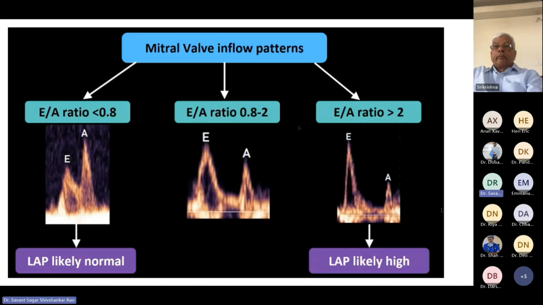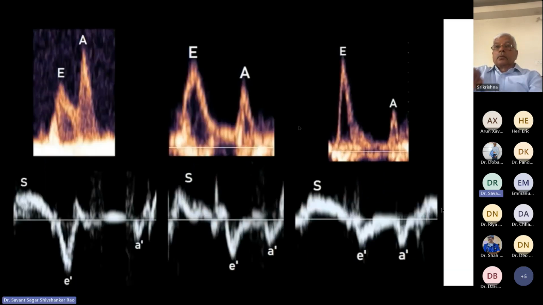So in summary, in the mitral inflow pattern, we get E and A. A ratio less than 0.8 is normal, while an E by A ratio of more than 2 is suggestive of elevated LA pressure. This is the pattern showing both the pulse wave as well as the tissue Doppler imaging. As we see, as the diastolic dysfunction progresses, the E wave goes on increasing in the pulse wave, while in the tissue Doppler, we can see that the A prime goes on increasing.